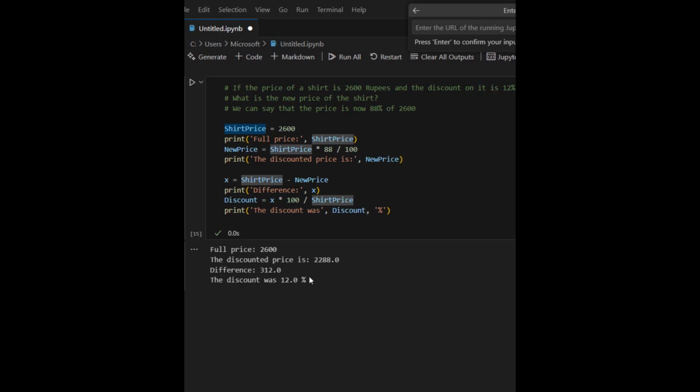This is the method to calculate the discount on any product in Python.